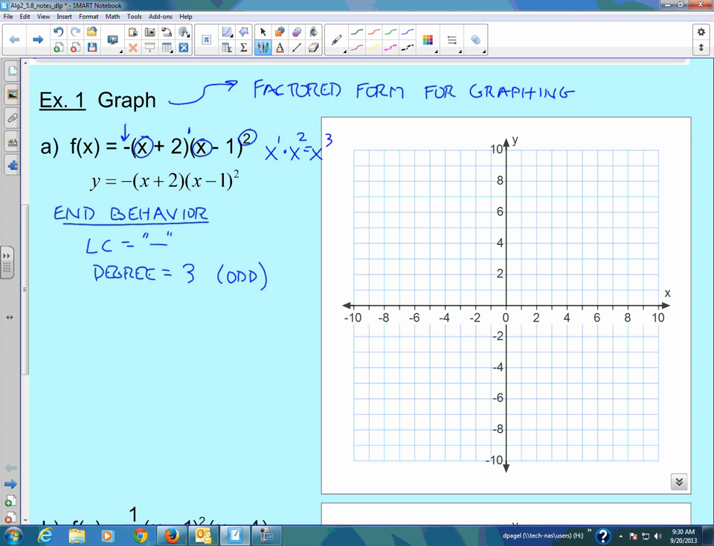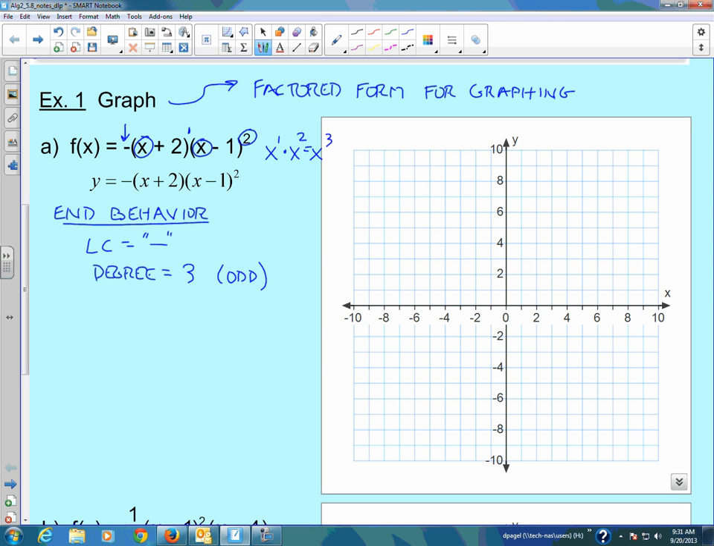If you wanted to, you could take those binomials there, go ahead and distribute them, and then write the function out in its expanded form, and then you'll very easily see what the degree and the lead coefficient is. But those are some quick ways you can come up with that without having to do the expansion part. All right, then what do we do?